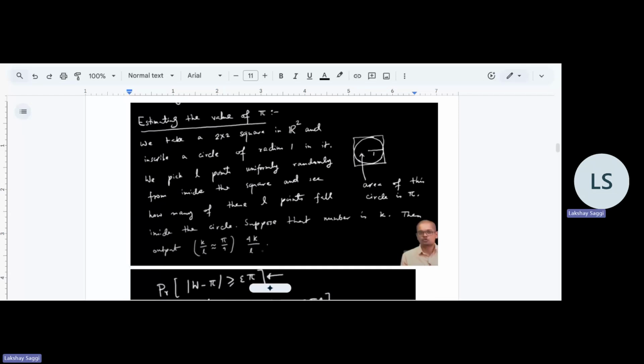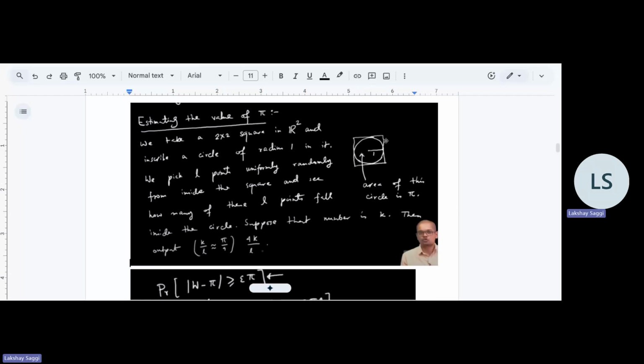What's the probability with which that point lies inside the circle as well? I have taken a point randomly inside the square, so that point can lie inside the circle, or it can lie outside the circle but inside the square. So what's the probability with which that point will actually lie inside the circle?